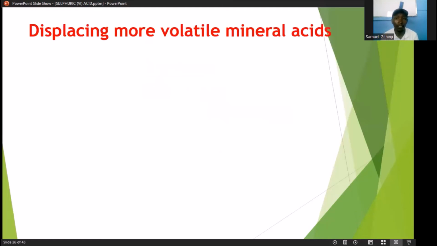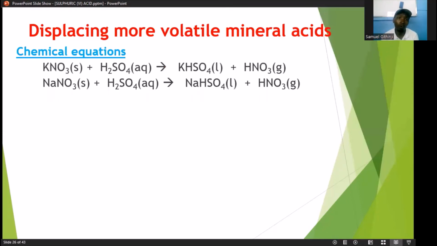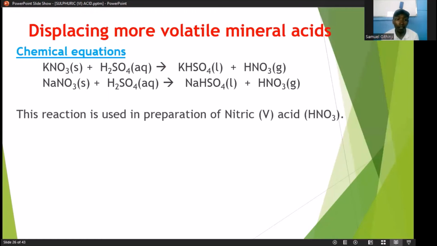Sulfuric acid, when it is concentrated, has a very good power of displacing more volatile acids from their salts. Remember, itself it's less volatile. Like if I have potassium nitrate with sulfuric acid, you can see it forms potassium hydrogen sulfate, not potassium sulfate, and fumes of nitric acid. So that process can easily be used to prepare nitric 5 acid.